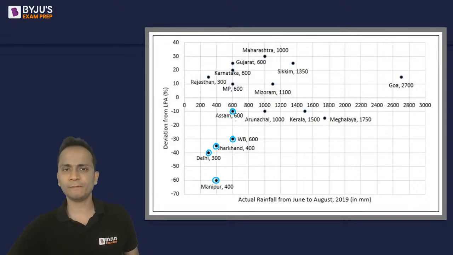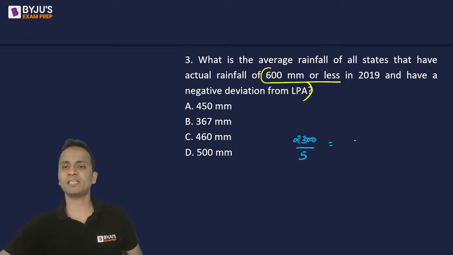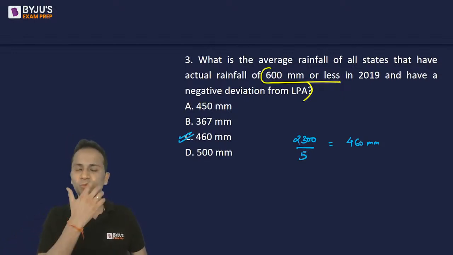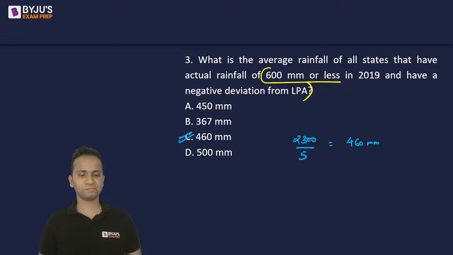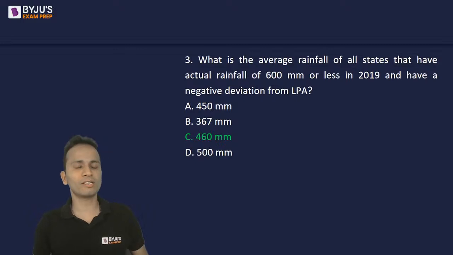Inka average find out karna hai. Let's calculate their sum. 600 plus 600 is 1200, plus 400 is 1600, plus 400 2000, and then 300 2300. So 2300 is the sum divided by the number of states, which is 5, and we can get the average. So 2300 divided by 5, 460 mm will be the correct answer of question number 3. So correct answer is option C for this question. Simple as that, right? So that was question number 3 with the correct answer of 460 mm.